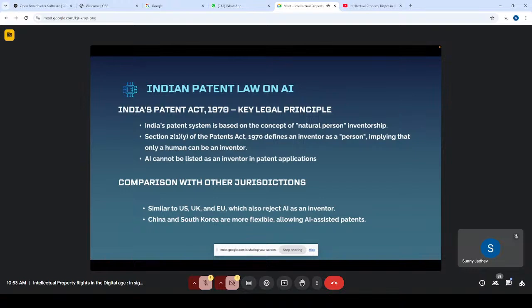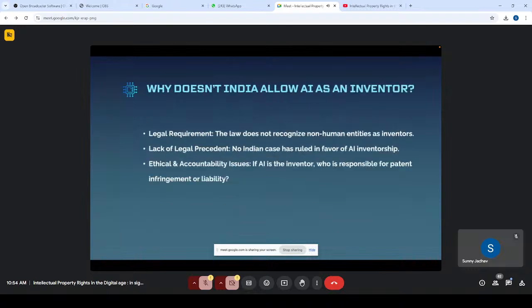Then comparison with other jurisdictions: the US, UK and Europe also reject AI as an inventor, while China and South Korea are more flexible, allowing AI-assisted patents. Why doesn't India allow AI as an inventor? Legal requirements, obviously. The law does not recognize non-human entities as inventors. Then lack of legal precedent. No Indian case has ruled in favor of AI inventorship. Ethical and accountability issues. If AI is the inventor, who is responsible for patent infringement or liability? The same we just discussed in that example.